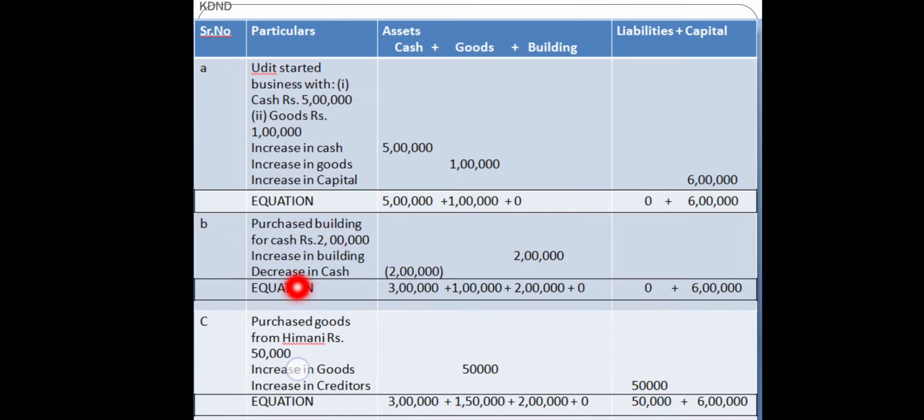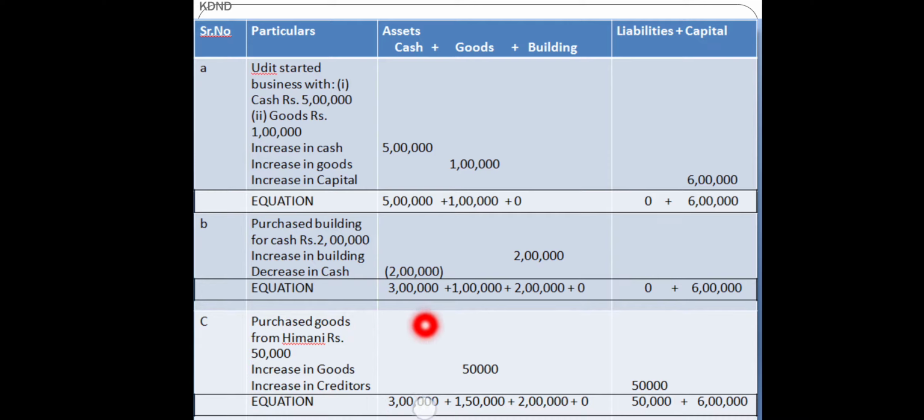Then we have purchased a building. When I am purchasing the building, obviously my building will increase. A new column will be introduced, building itself, and I am purchasing with what? Cash. So my cash will decrease. Minus from asset cash and increase in another asset. See, the net effect will be nullified on the asset side, so the final equation will be 6 lakhs on both the sides.